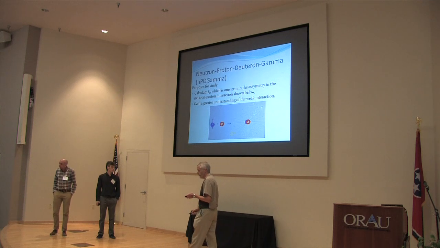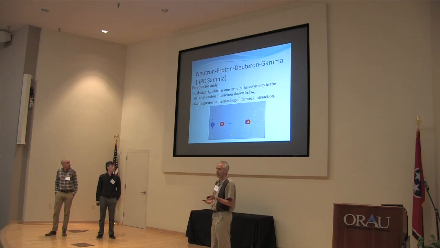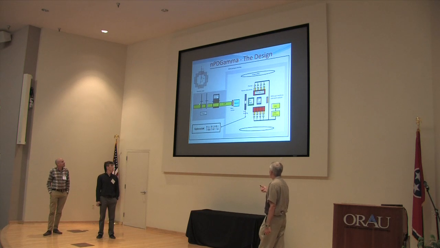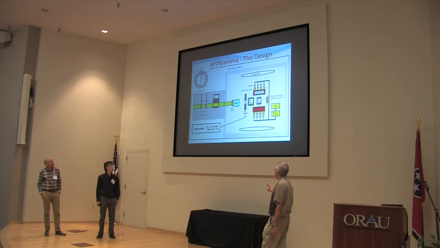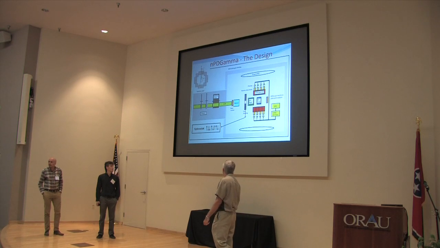This investigation will also give a greater understanding of the weak interaction, which has been studied for years, but it's very difficult to understand because it's overshadowed by the strong interaction. In the basic design of this experiment, the neutrons are coming in here. The first major component they hit is the polarizer, and that's what puts all the neutron spins going in one direction.